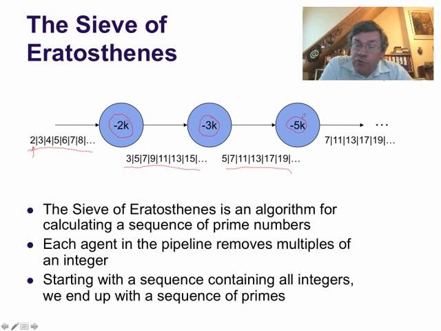end up with a stream that contains only prime numbers, where a prime number is an integer that has as only factors 1 and itself. Okay, so that's the sieve.